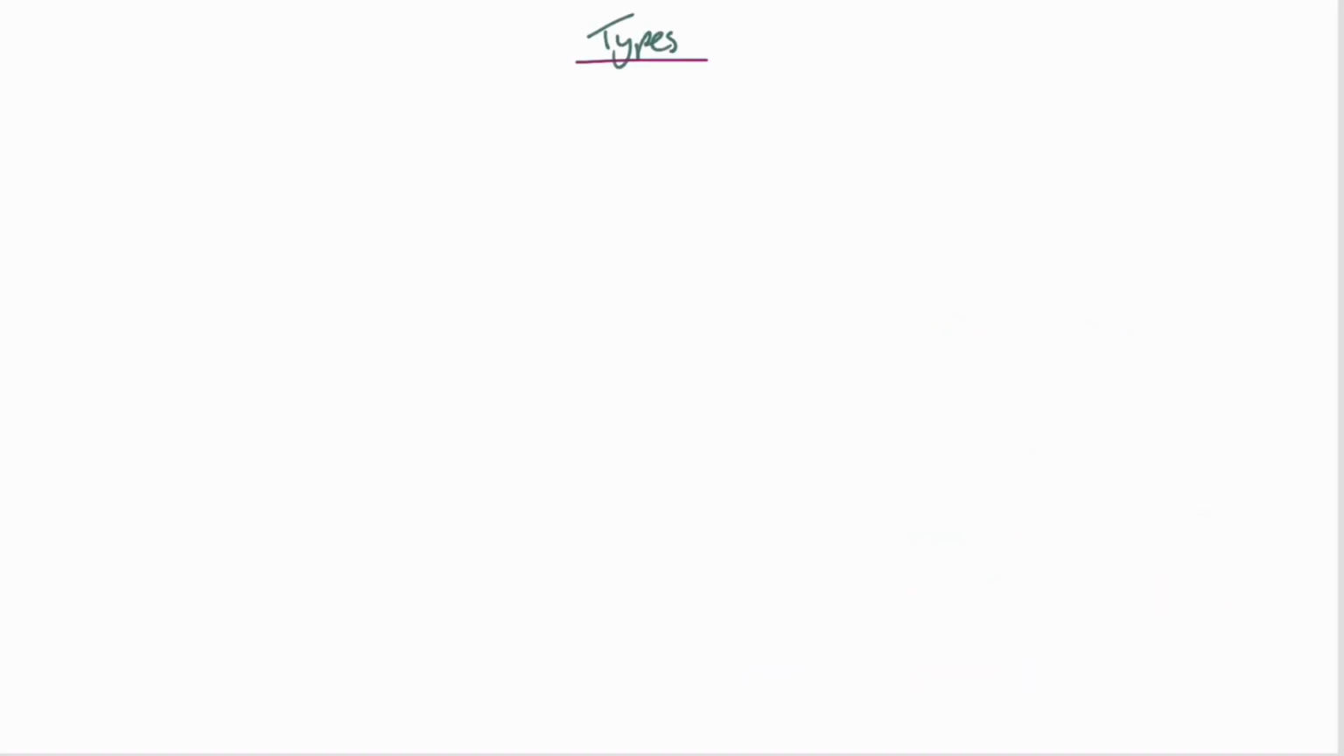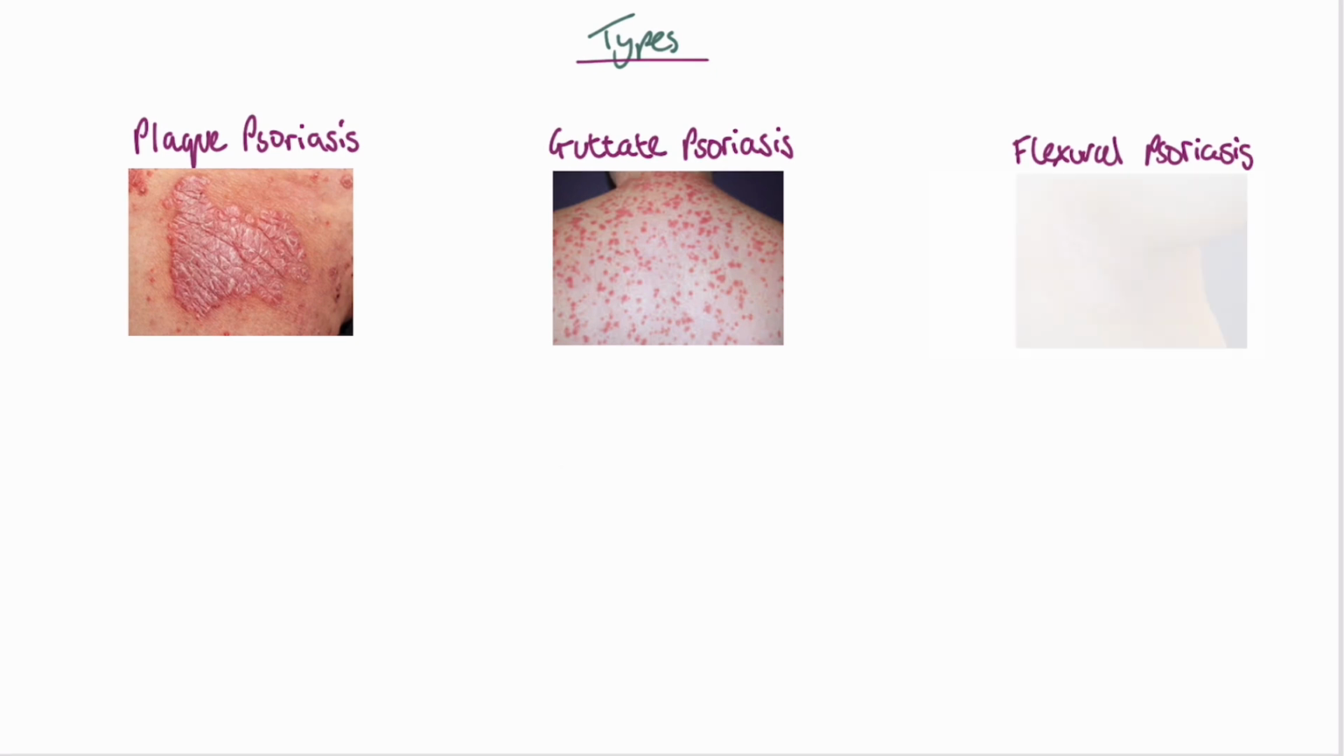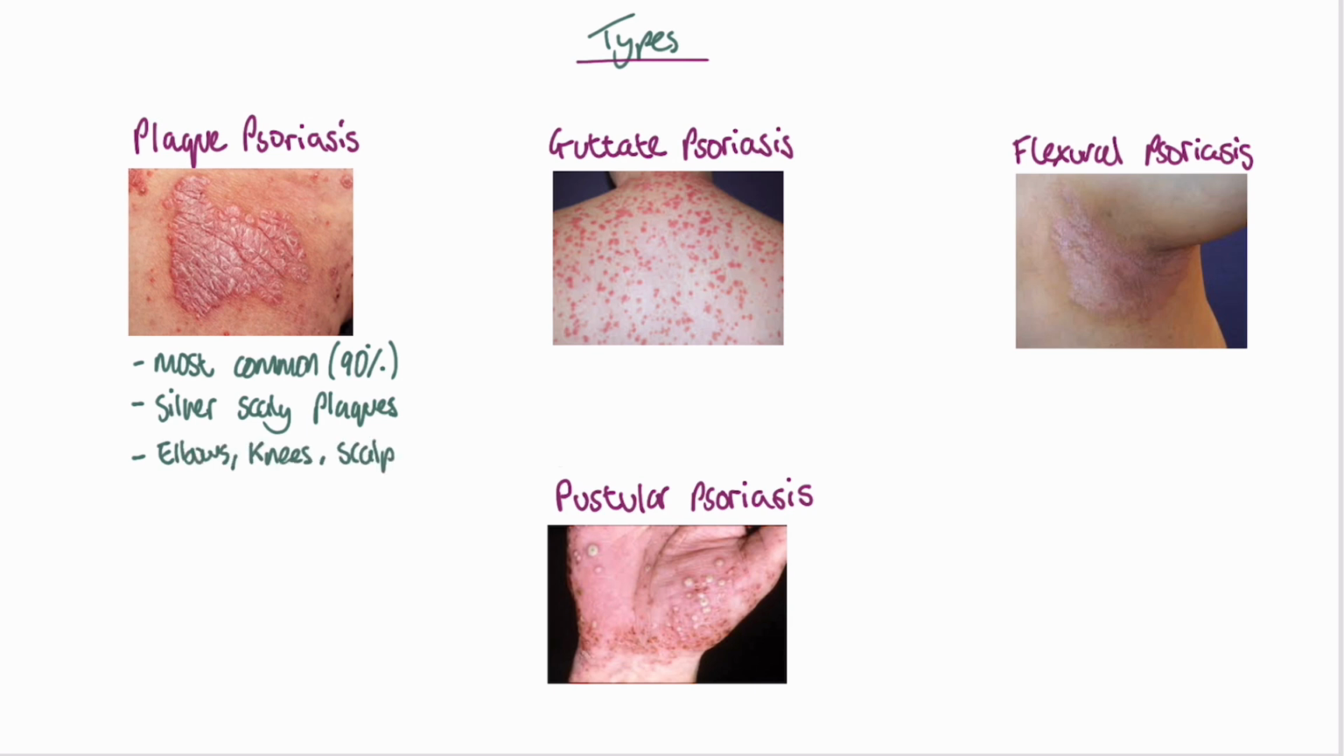There are many different types of psoriasis, some more common than others. Four main types of psoriasis are plaque psoriasis, guttate psoriasis, flexural psoriasis, as well as pustular psoriasis. Plaque psoriasis is the most common type of psoriasis, accounting for 90% of psoriasis cases. It's characterized by the classic well-defined red plaques with silver scaling. The lesions are most commonly found on the extensor surfaces of the elbows and knees, and are typically itchy, and may even be painful in some patients.